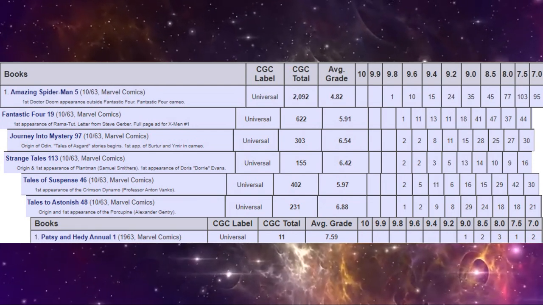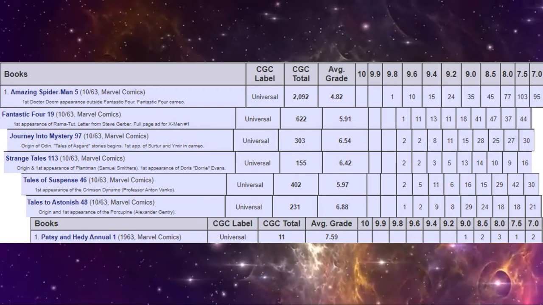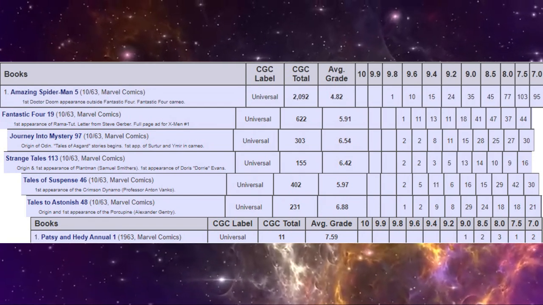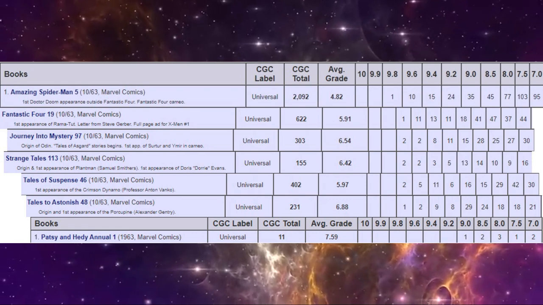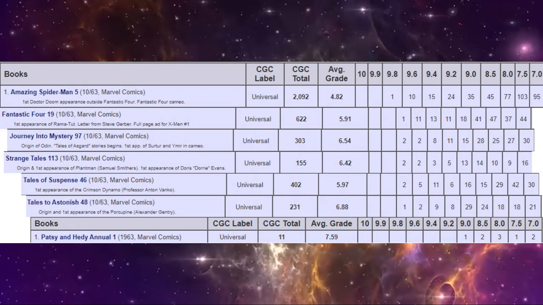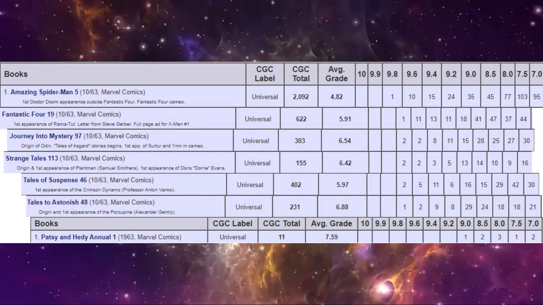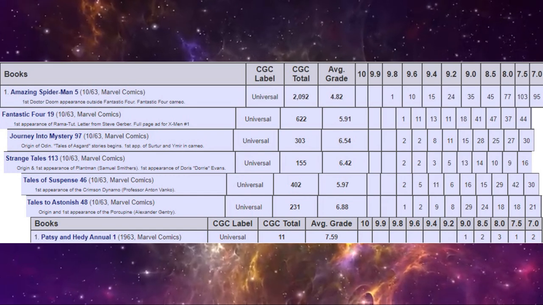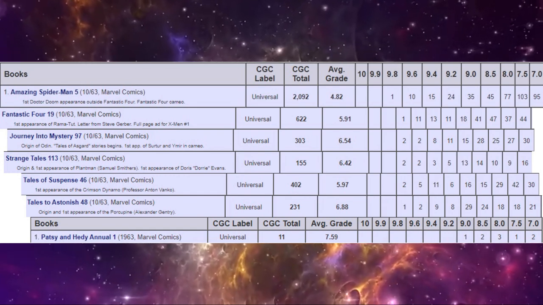Just for fun, I put Patsy and Hetty Annual number 1 on the bottom. It's not a superhero title, but I wanted to show you the difference in rarity and how much people pay attention. There is 11 copies graded in total, the highest being a 9.0. If we look at which books have the least number of copies on the high grade end, well, it's pretty close for all of them, but Tales to Astonish 48 only has 3 copies, 9.6 or better.